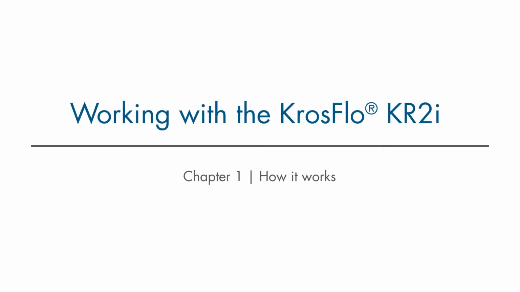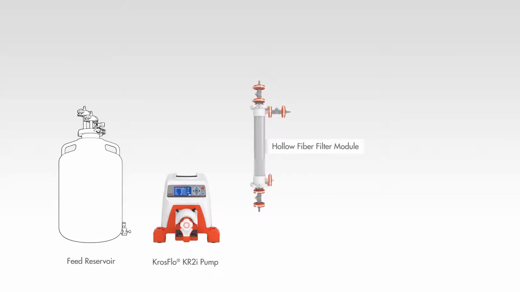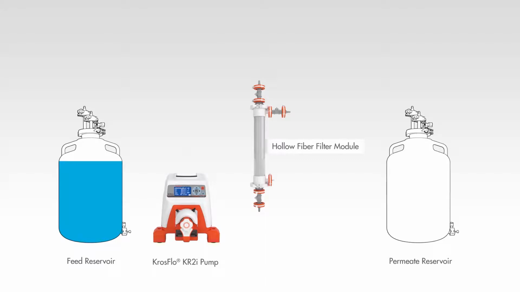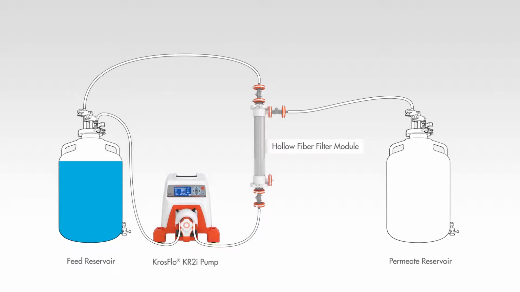How tangential flow filtration, or TFF, works. A TFF process will include a hollow fiber filter module, a pump, and a feed reservoir containing the processing fluid shown in blue. A permeate reservoir is used to collect the permeate during the process. Tubing is connected, fed through the pump head to and from the feed and retentate ports of the filter. A permeate line is also connected to the permeate reservoir.